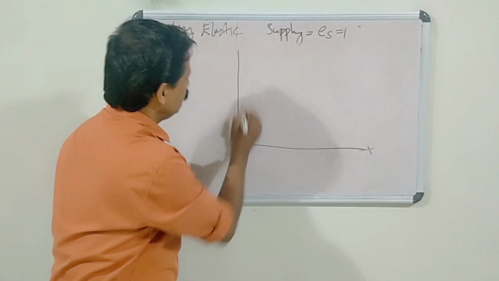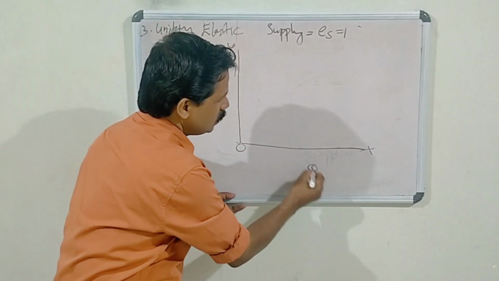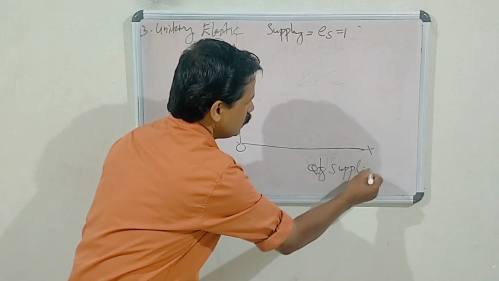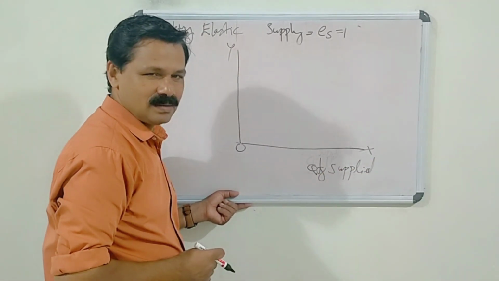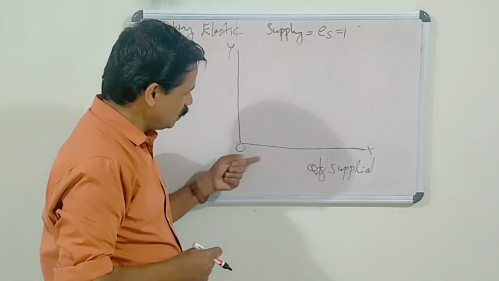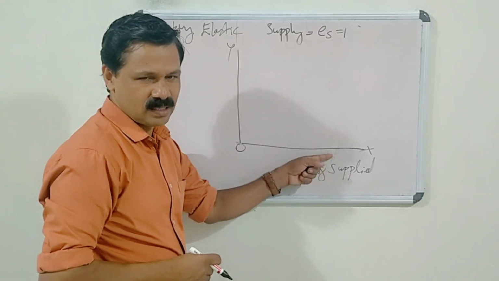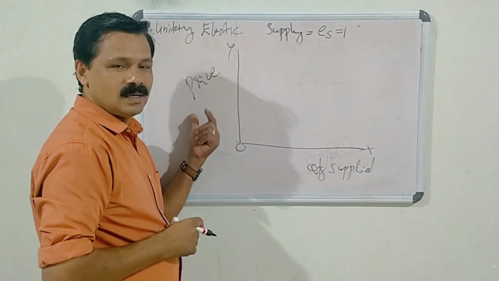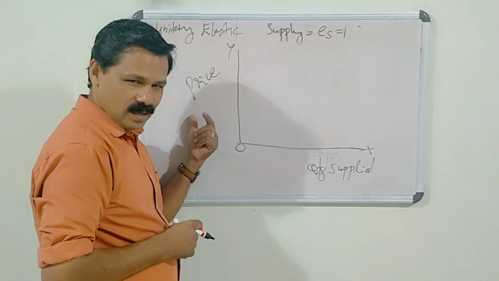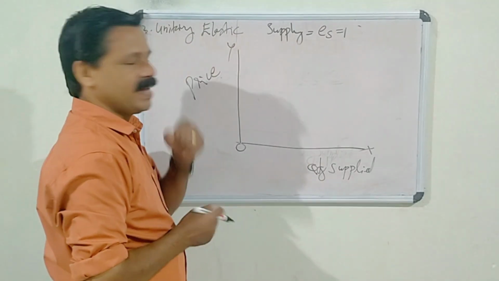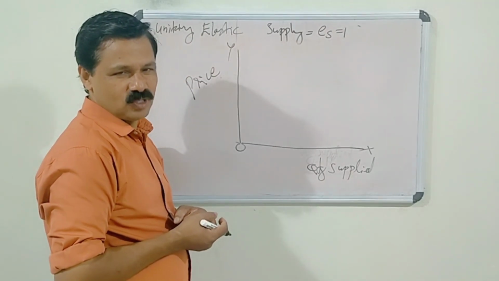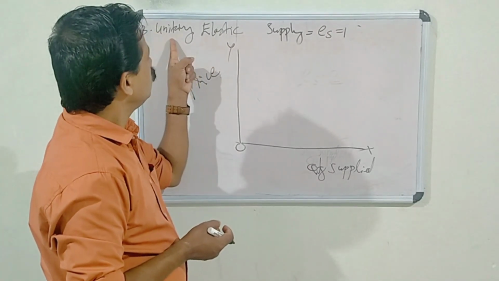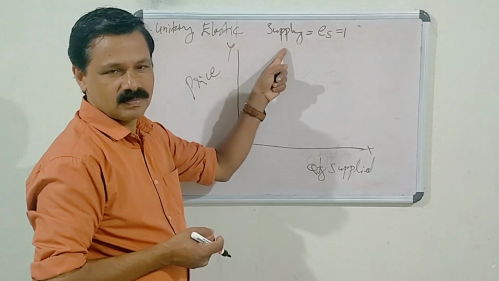Here, the quantity supplied has been represented along the x-axis and the price of the commodity is measured along the y-axis. Here we want to explain the concept of unitary elastic supply.